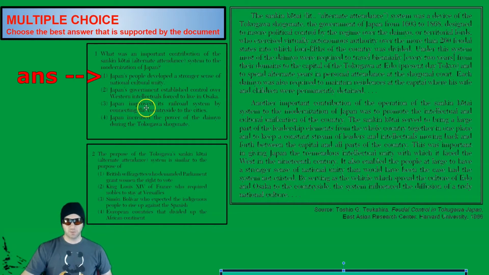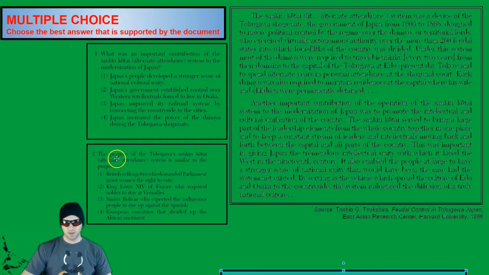3, Japan improved its railroad system by connecting. No. Has nothing to do with the railroad system. So even if this were true, we probably wouldn't want to be choosing it. There's just no evidence in here about the railroad system. Okay, 4, Japan increased the power of the daimyo during the Tokugawa shogunate. This is definitely not true. It's the exact opposite. It's the shogun increasing power over the daimyo. No, the shogun has the power. So yes, number 1 was the answer.